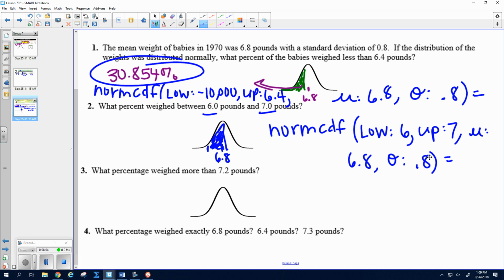All right, anybody got me a percentage for this one? 44.005. Is that what you guys got? All right, awesome. So that's the percent of babies that weigh between 6 and 7 pounds.